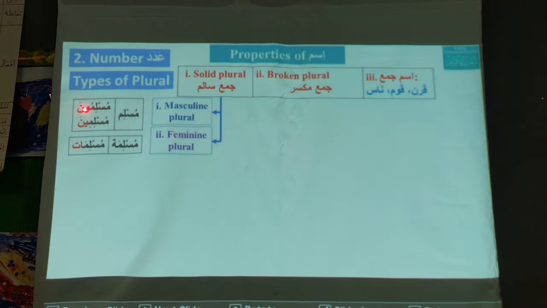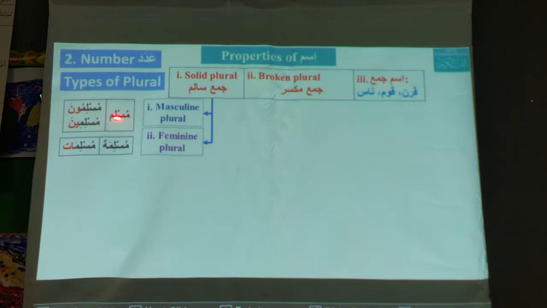So we know that Meem, Seen, Lam, and Meem, all the letters are there in this plural. And we just added Una or Ina. So Muslim becomes Muslimuna, Muslimina. Okay? So this is the masculine plural.